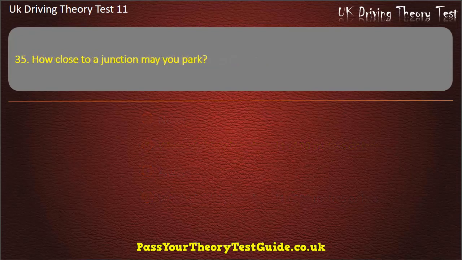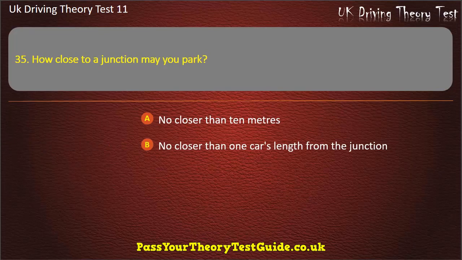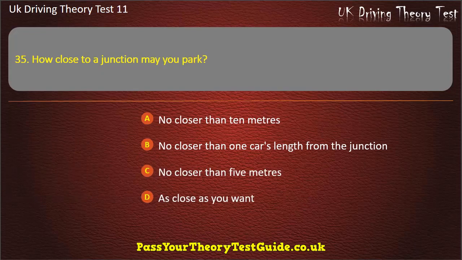Question 35. How close to a junction may you park? No closer than 10 meters. No closer than 1 car's length from the junction. No closer than 5 meters. As close as you want. Answer. No closer than 10 meters.